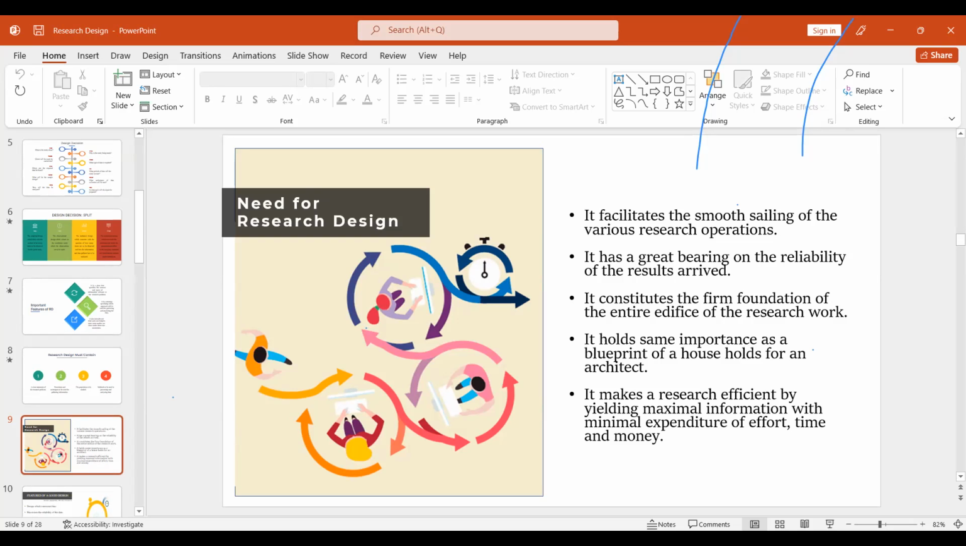So how far the data you have collected is reliable. For example, we need a blueprint, what is commonly called the map of the house, well thought out and prepared by an expert architect. So we need a research design or plan in advance of data collection and analysis of our research project.